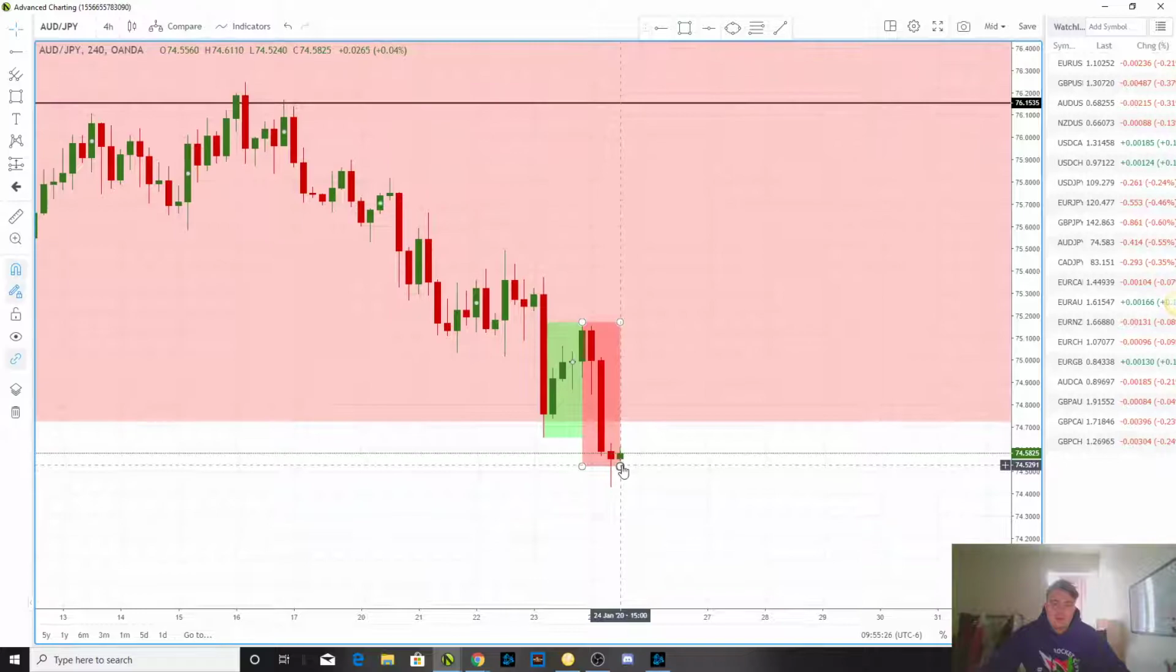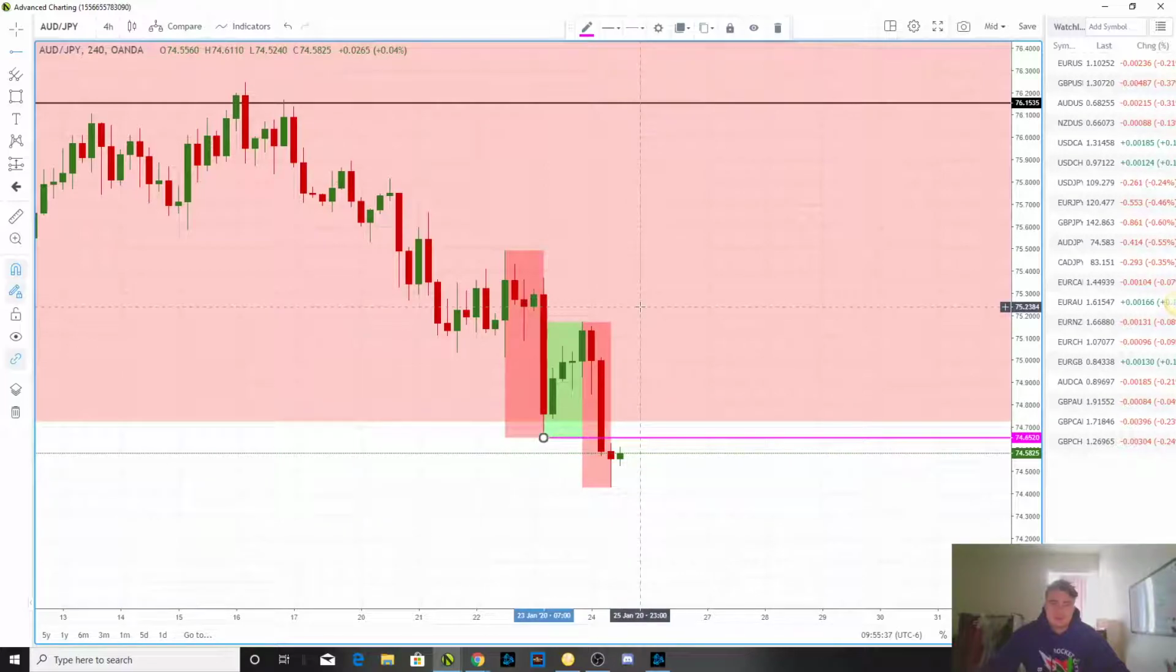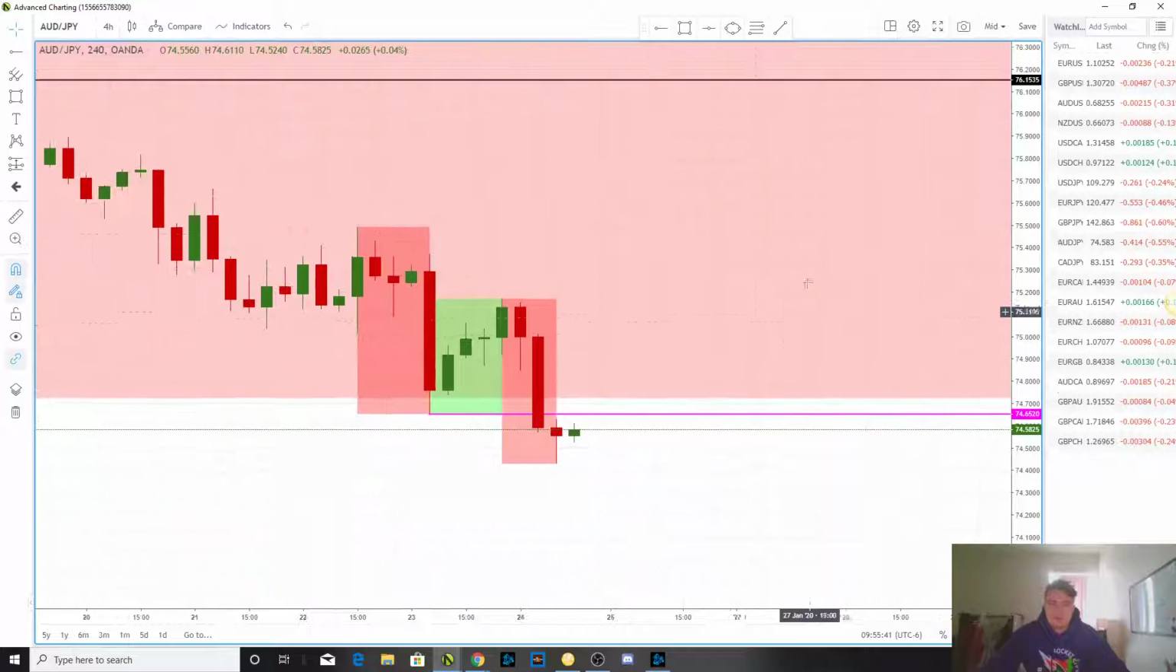It kind of made me mad though that this one didn't hit, because there's an area right up here from last week. It's like, man, right after the Aussie Cat trade got stomped. That was kind of sad, but it's okay. Still came back. Ended the week well.